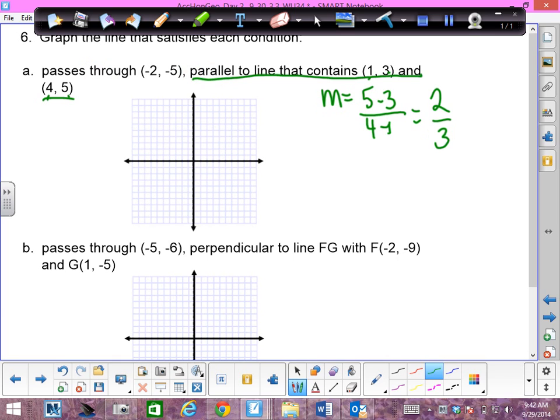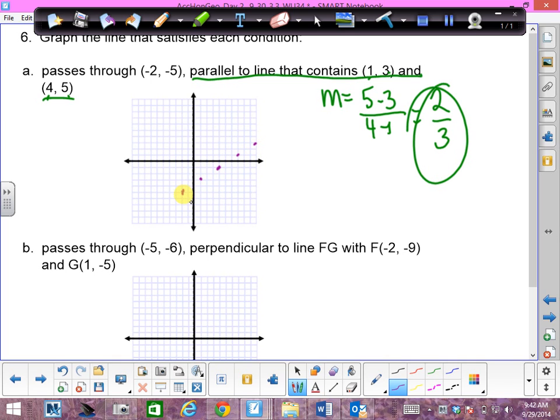So when I'm graphing this, I'm going to start at -2, -5, and then I've got to count the slope 2 over 3. So I'm going to go over -2, down 1, 2, 3, 4, 5. So I'm going to start right there. And then I've got to count up 2 and over 3. So my next point would be here. Up 2 over 3, next point's there, up 2 over 3, next point, up 2 over 3, next point.